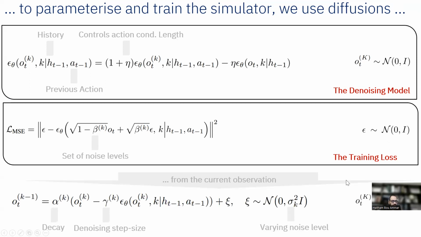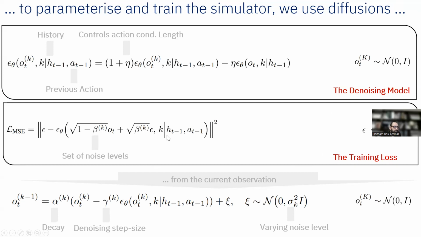And then if you have done this and you have actually trained your epsilon theta, what you can do is, from the current observation, sample a new observation by using this equation, where you take OTK and you do minus gamma K of epsilon theta of OTK, HT minus 1, AT minus 1. So this is the model we have actually learned here. And then we add to that some varying level noise, Gaussian noise with the sigma K, and OTK is starting as well from Gaussian noise. The alpha K is the standard decay we use in diffusion models.